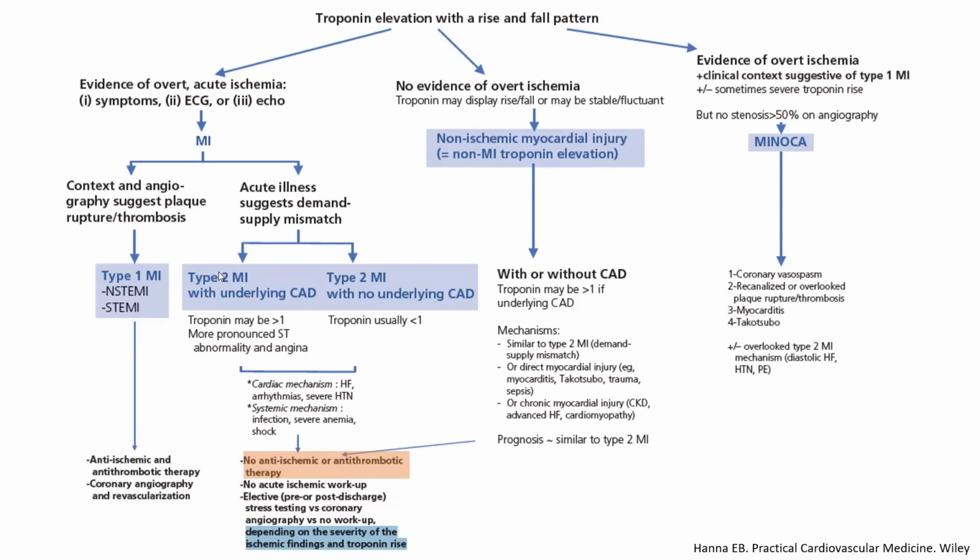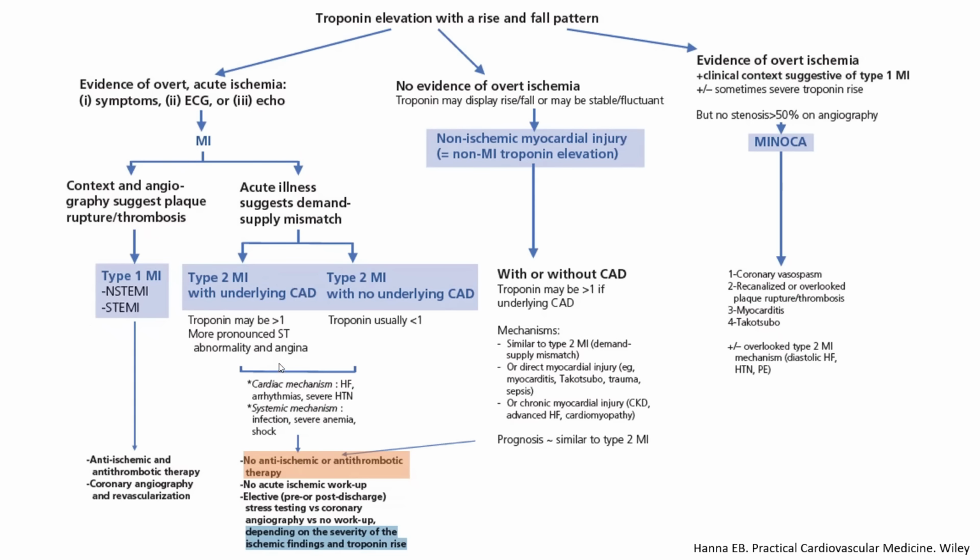Now, type 2 MI is a bit more tricky. It can be hard to distinguish type 2 MI with underlying CAD from type 1 MI. And there are cases where it's not clear whether the diagnosis is type 1 MI or type 2 MI with underlying CAD. In those cases, we tend to manage them like type 1 MI. And eventually, cardiac catheterization will help clarify.